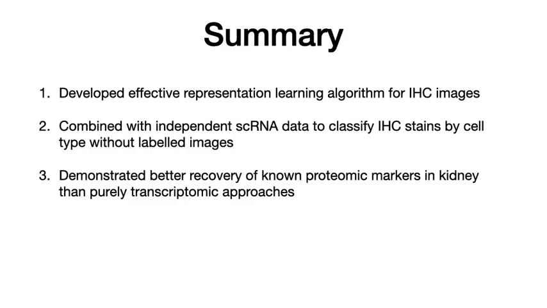To summarize, in this work, we developed an effective representation learning algorithm for immunohistochemistry that translates a state-of-the-art computer vision approach for self-supervision to real biological data. We then combined this representation with noisy labels derived from an independent single-cell RNA dataset to yield an image classifier without ever needing human experts to annotate images. And as a specific case study, we showed this approach better recapitulates cell type specificity annotations by human experts in kidney than approaches that rely solely upon transcriptomics.